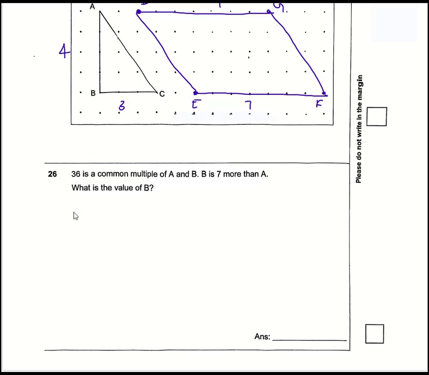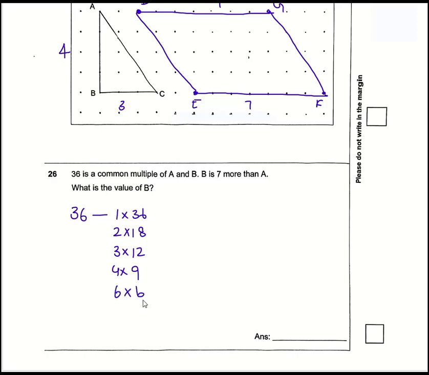Let's look at what the factors of 36 are. 1 times 36 gives me 36. 2 times 18 gives us 36. Similarly, 3 times 12 gives us 36. 4 times 9 gives us 36. And 6 times 6 gives us 36.